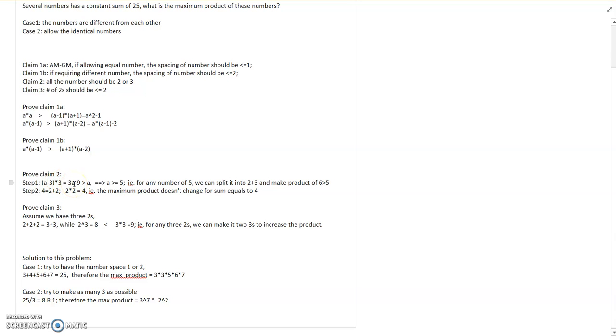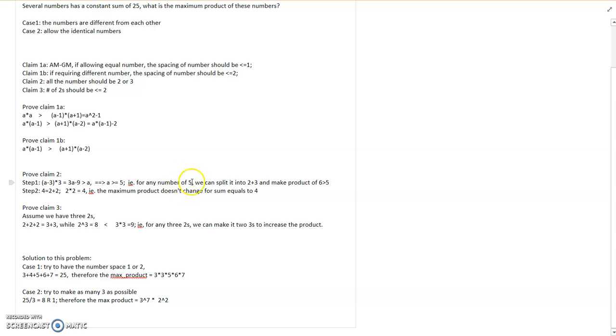Claim 2 is that we can only allow 2 and 3. Let's see a case. For a number a greater than or equal to 5, for example a minus 3 and 3, the sum of them is a, so the product is 3a minus 9. We want this to be greater than a. What is the criteria for a? We see a greater than or equal to 5.